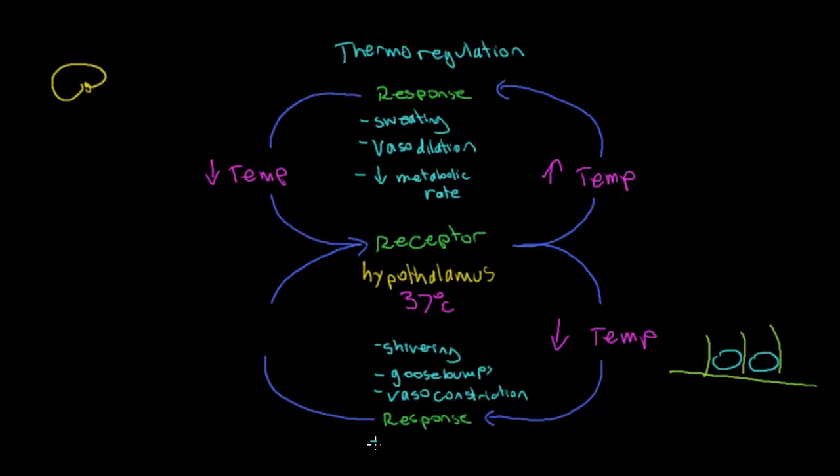The final response is to increase the metabolic rate. So the cells of the body burn glucose at a faster rate and produce more heat. And that is why you feel hungrier on a cold day. And so with all of these responses by the body, temperature increases back to the 37 degree mark again.